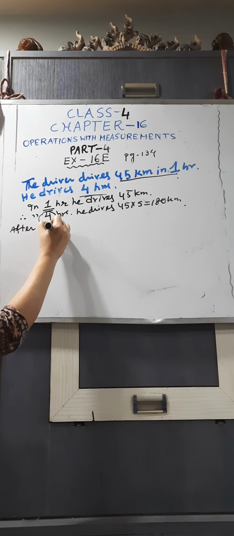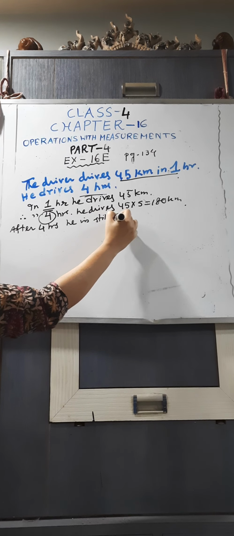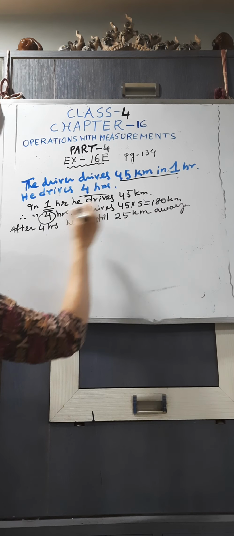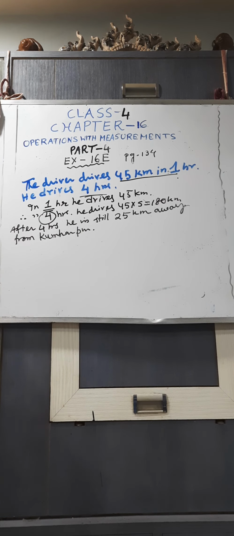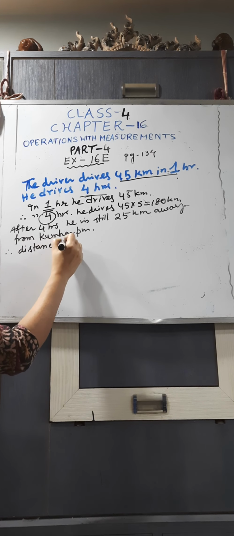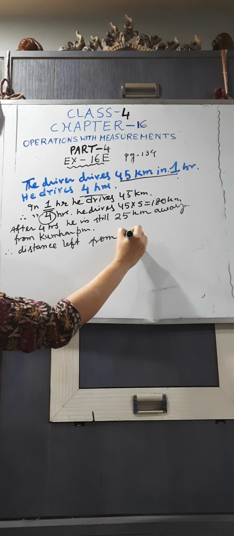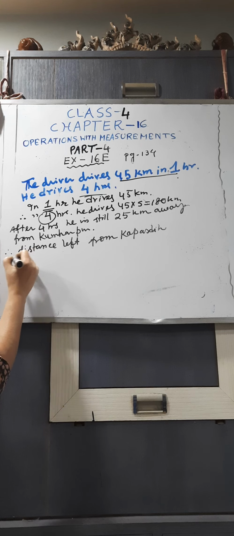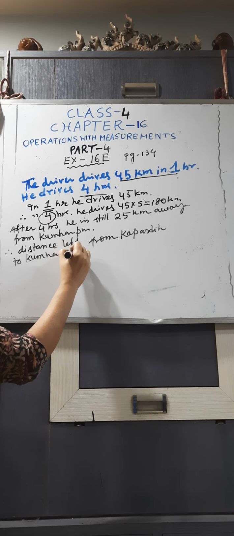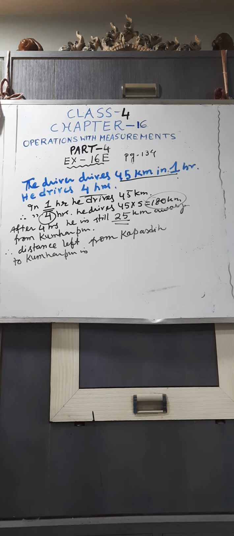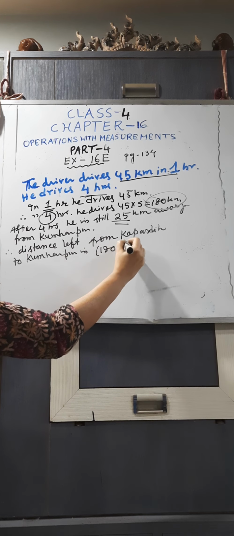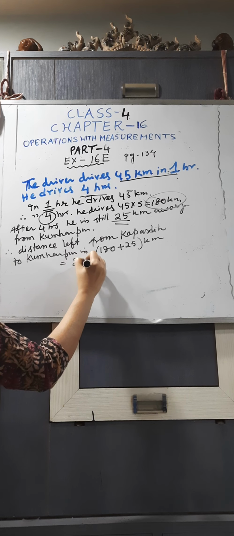he is still 25 kilometers away from Kumharpur. Okay. Now, what is the question? Your question is how far is Kumharpur from Kapasdi? Now, to reach Kumharpur, how much distance is left? He has already gone 180 kilometer and is still 25 kilometer away. That means 180 plus 25 kilometer is equal to 205 kilometer.